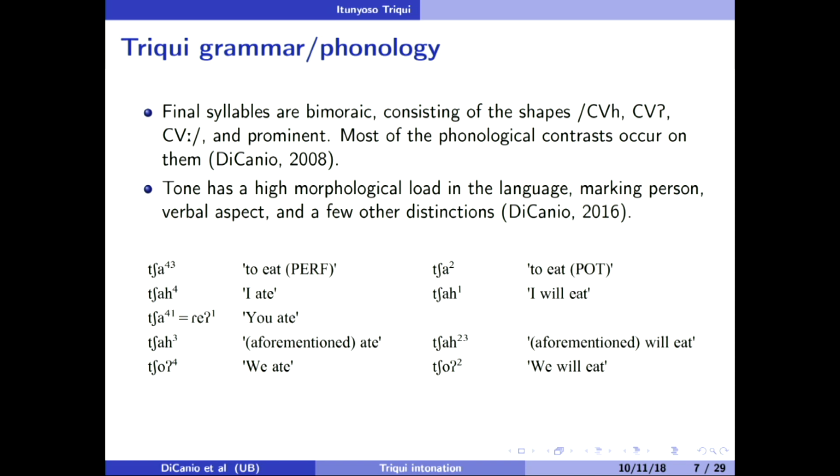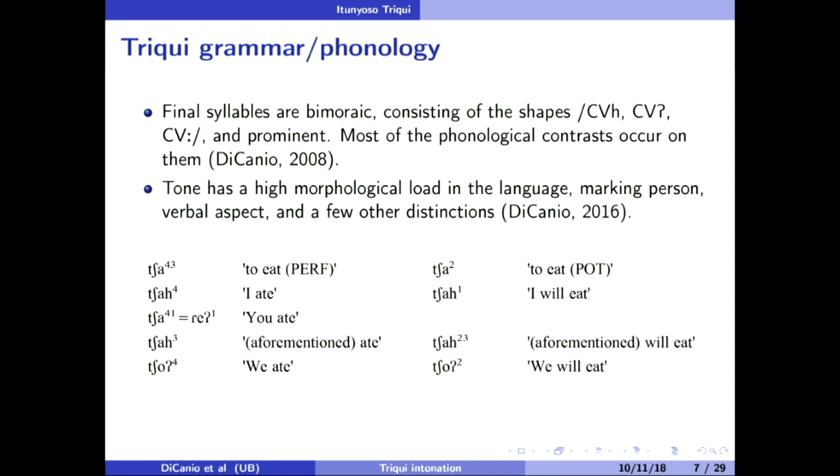Nasalization contrast, full tonal set, a lot of phonological contrasts occur in the final syllable of the root. And tone has a high morphological load. It marks person, aspect, and a few other distinctions. So you could have sets like this for the verb to eat.